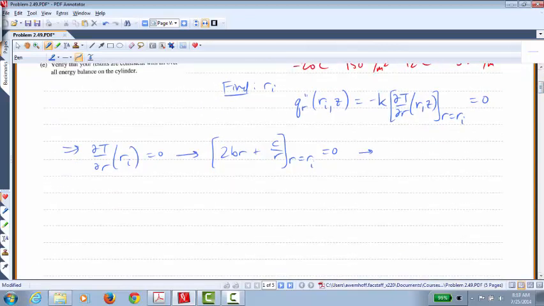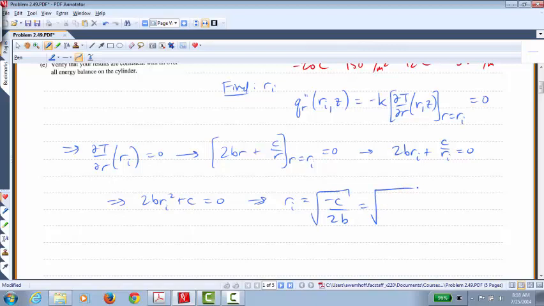So of course what this means then is 2BRi plus C over Ri is equal to 0. And we do a little bit of quick algebra here. Let's multiply through both sides by Ri. So 2BRi squared plus C equals 0. Therefore we can solve for Ri as being then negative C over 2B.